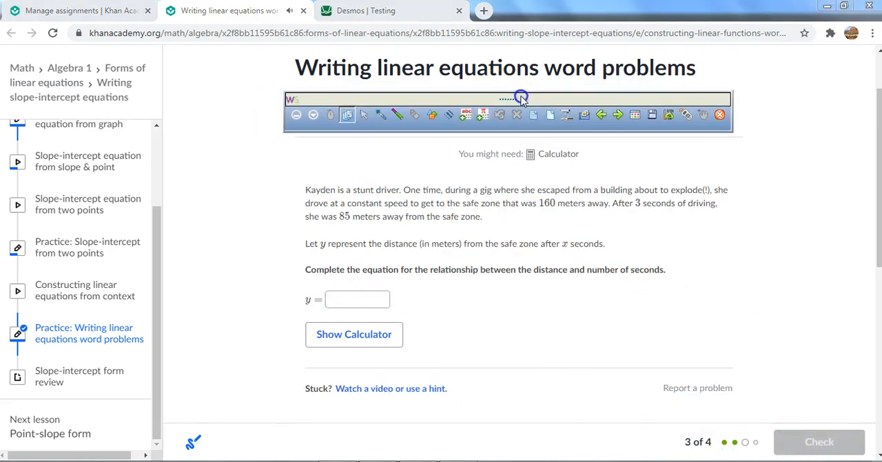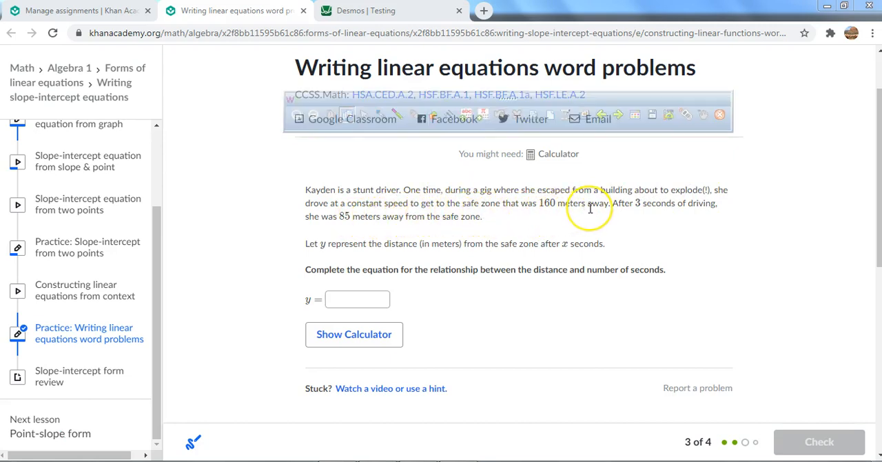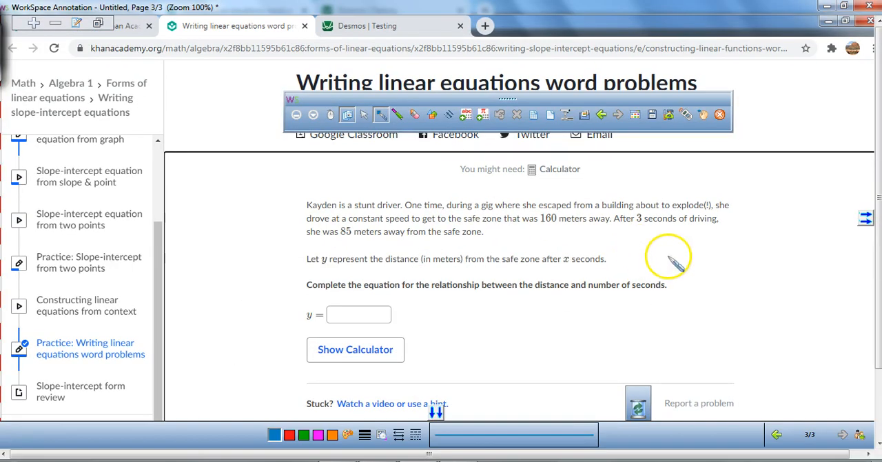All right, so we have Kaden is a stunt driver. One time during a gig where she escaped from a building about to explode, she drove at a constant speed to get to the safe zone that was 160 meters away. All right, after 3 seconds of driving, she was 85 meters away. All right, let y represent the distance in meters from the safe zone. So she's going towards the safe zone, so her distance is decreasing. So if her distance is decreasing, because she's getting closer and closer to the safe zone, that means her slope's going to be negative. So I know my slope's going to be negative.